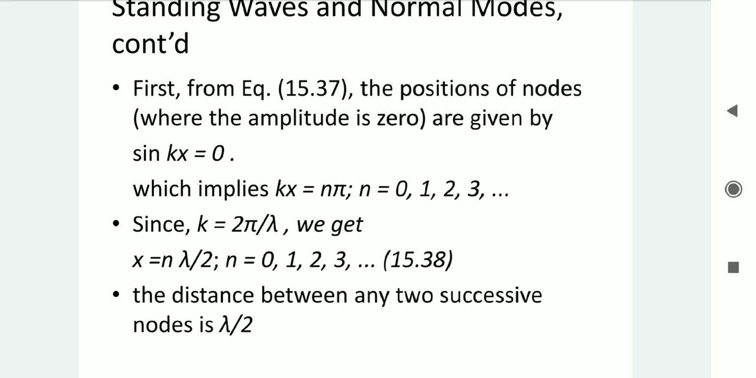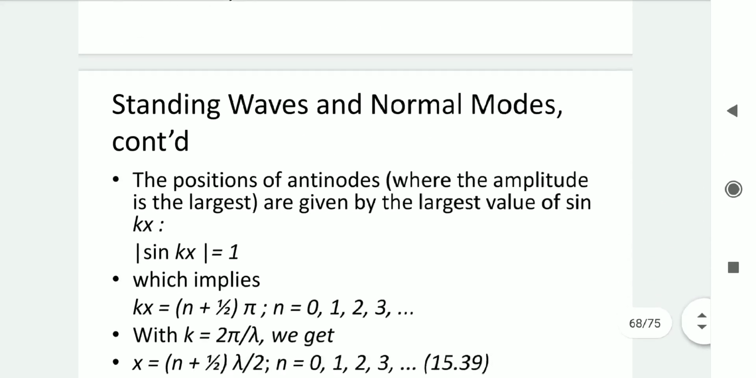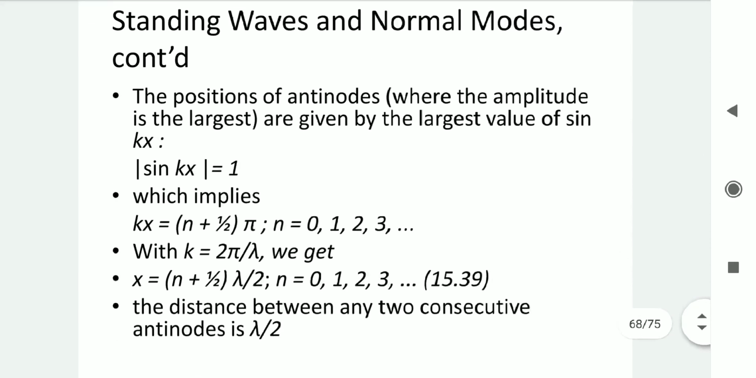Now for the positions of antinodes, which give the largest value of |sin kx|, that is kx = (n + 1/2)π, and we have k = 2π/λ. So x = (n + 1/2)λ/2. So here also, the distance between two successive antinodes is λ/2.